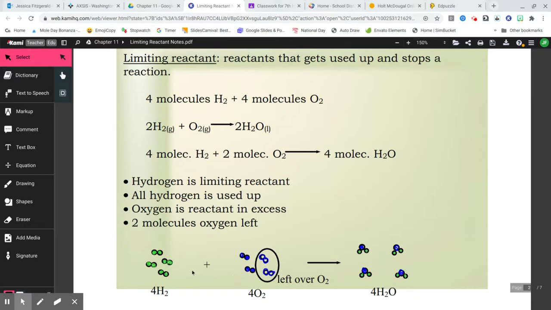But we have four molecules of diatomic hydrogen, and we're going to end up making four molecules of water. Okay, so if you could see this, these are the two diatomic oxygen that are left over, because the other two diatomic oxygen are going to split and combine with your hydrogen. And here's your four water molecules that you have made, and your oxygen is left over. So in this case, hydrogen is your limiting reactant because it's all going to be used up to make your four water molecules. Your oxygen is considered to be in excess because you have two molecules that are left over.